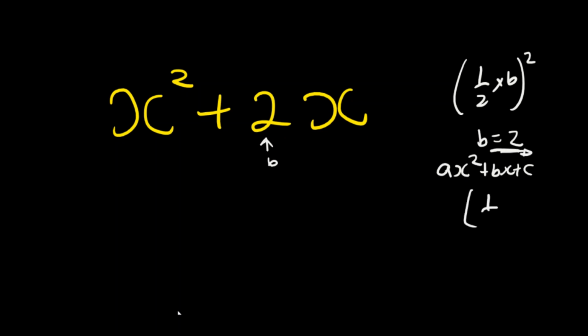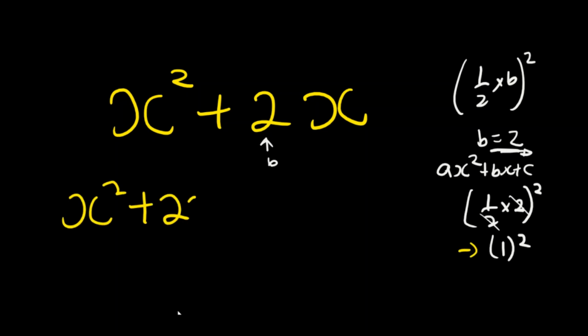Then you're going to put it inside, so it's 1 over 2 times the b, which is 2, all squared. And then this 2 will divide out with this 2. Then you remain with 1 to the power of 2. So you're going to add and subtract that 1 here. So you're going to have x squared plus 2x, and then you add your 1 squared and you subtract it again.